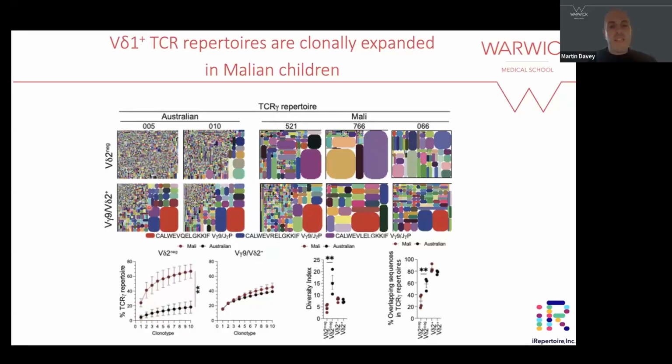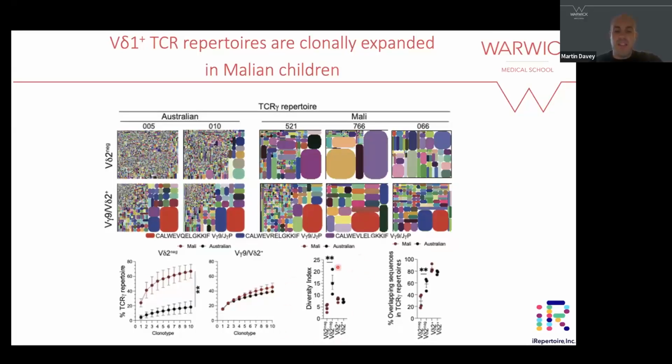And one of the key things we did notice was in these repertoires, when we looked at the V delta 2s, they were actually very much identical. So we saw the same germline CDR3 sequence, this CAL-WeVQ, in all of these individuals here, and you can see them at a relatively similar frequency, and you can see that they had very similar total frequencies across the top 10 clonotypes.